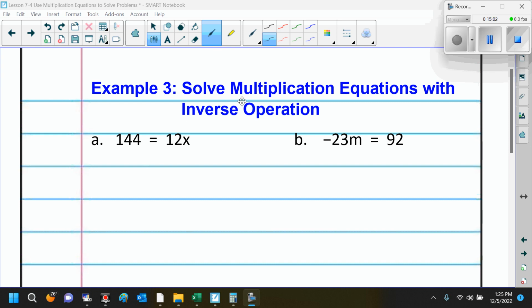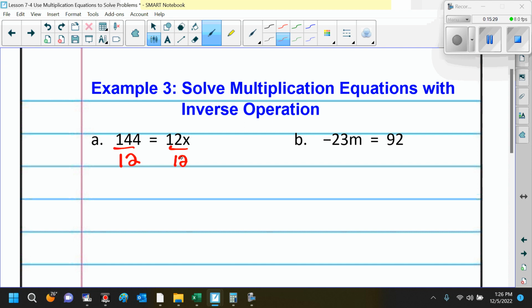All right, so for example 3, we're going to solve multiplication equations now using our inverse operations, okay? So you're going to use your cover-up. If you still need to, you can use your cover-up. So you're going to cover up what you're solving for. That's the x. What do I need to get rid of to get the x by itself? We're going to get rid of the 12. We need to divide by 12.